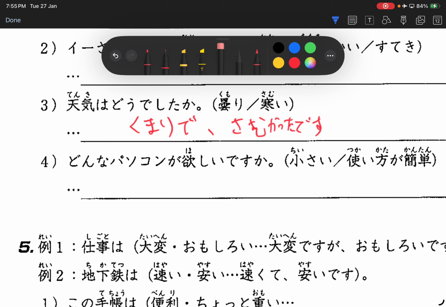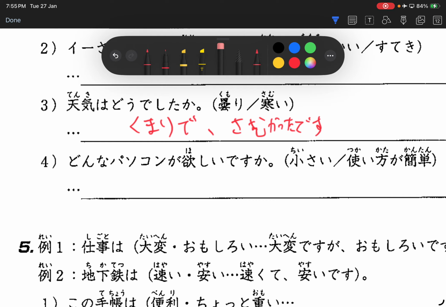So 簡単 is a what adjective? Na adjective. So na adjective, how to put te form? Yeah. Na adjective and nouns are always acting like each other. So 簡単。So 使い方が簡単で小さいコンピュータが欲しいです。That's how we put it the other way around.